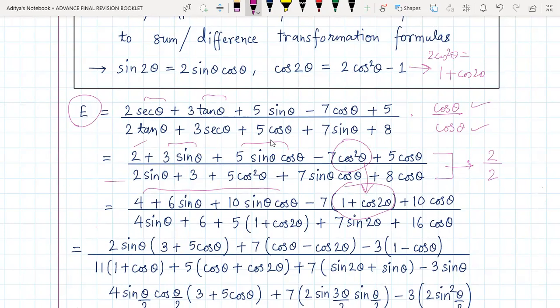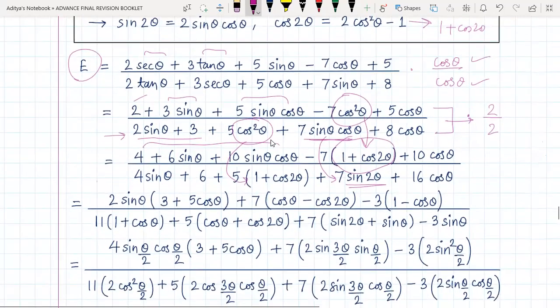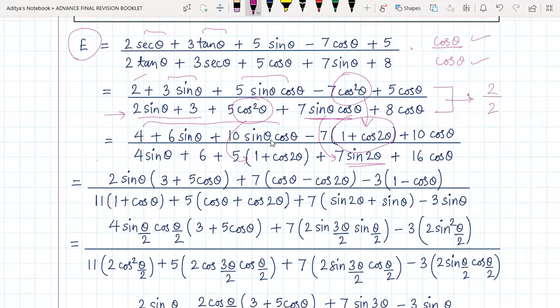And in the denominator also, these terms are written as they are after multiplying by 2, but 2 cos square theta gets generated here, so that we have once again written as 1 plus cos 2 theta. Similarly, we will also get 2 sin theta cos theta here, so that once again I have written as sin 2 theta here. All right, fine. Now what we have done as the next step is very crucial. We have done some very important clubbing. The way we have clubbed the terms is very important. So let's see what we have done.